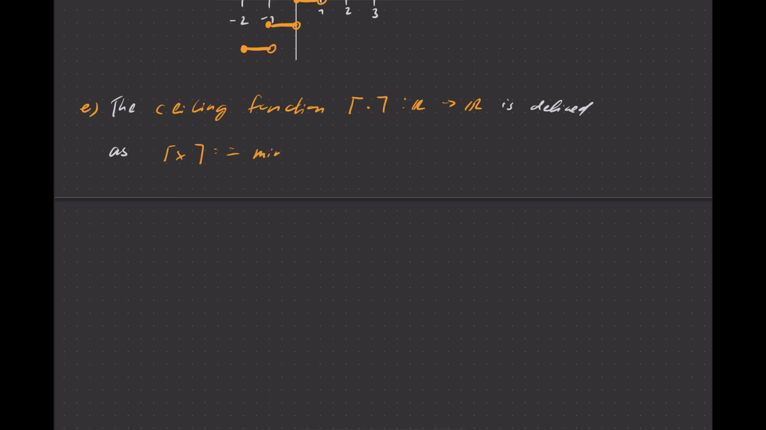Is the minimum integer such that this integer is still greater or equal to x. So we're rounding up to the nearest integer. Right? Always round up, never round down. And this function, in the same way as before, is left continuous but not continuous for any integer. So this function is left continuous on R, not right continuous on the integers. And of course, it's again continuous on the open intervals between two integers because it will be constant there.